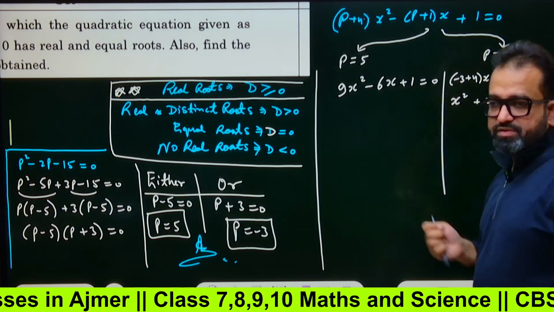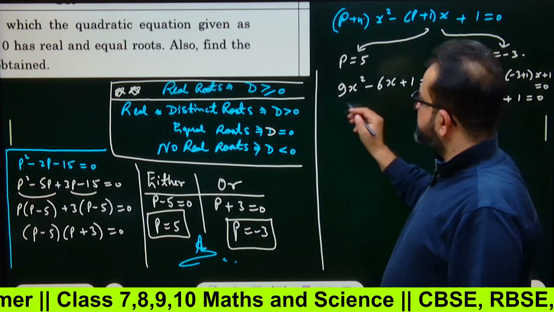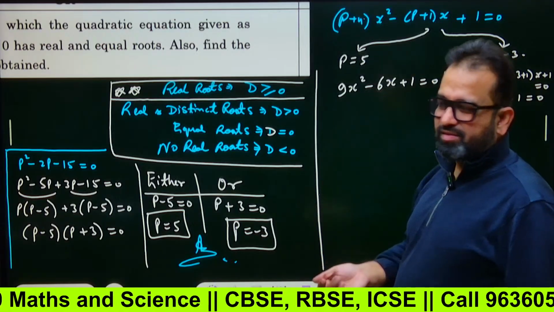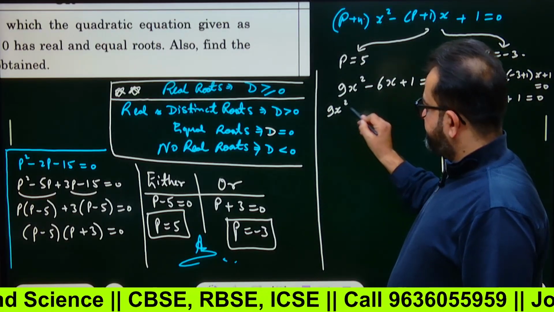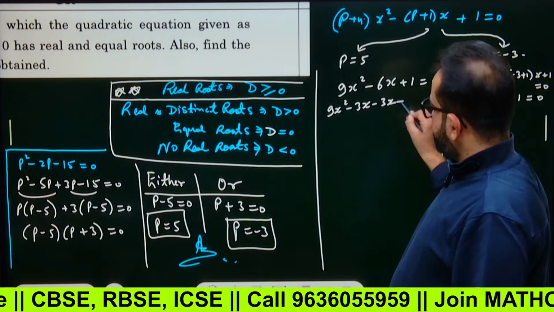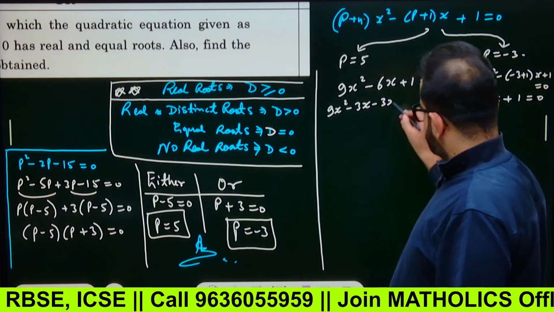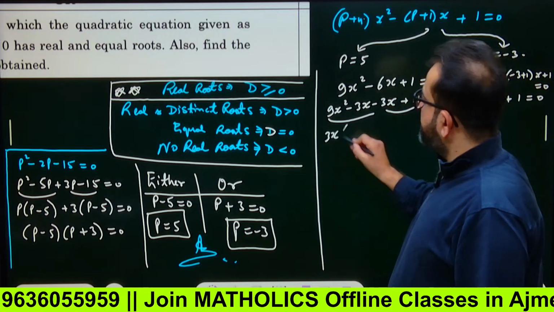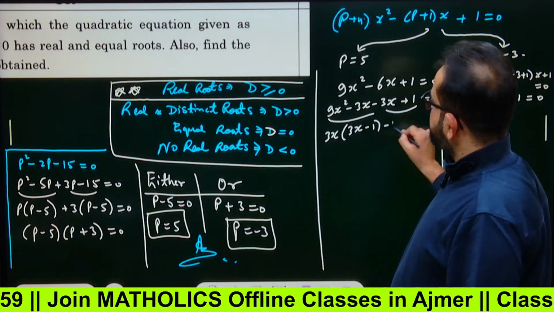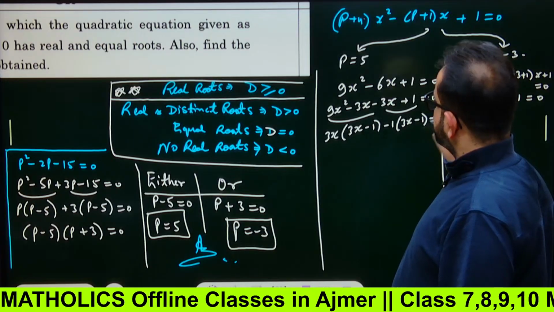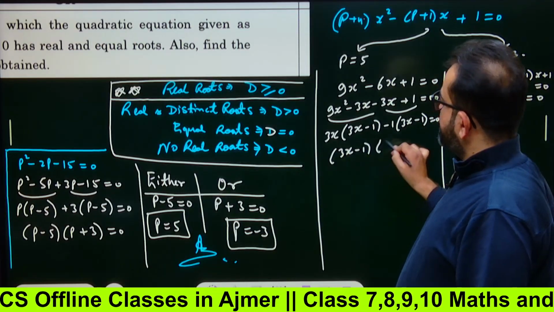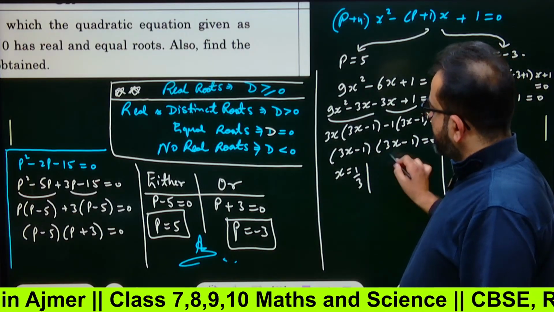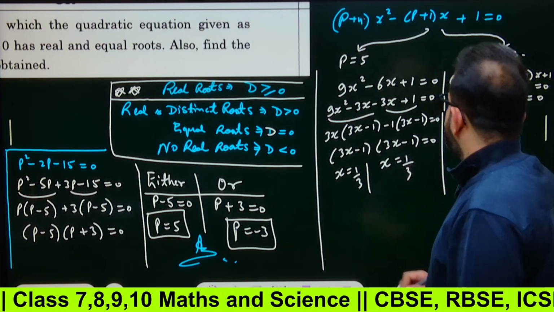Now you have to factorize both of these equations and get the answer, right? If you factorize this, try yourself. The product will be 9 and the sum will be 6, so 3 and 3. So 9x square minus 3x minus 3x plus 1 equal to 0. Take out pairs, splitting the middle term, everyone comfortable? 3x minus 1 into 3x minus 1 equal to 0. Either this equal to 0, x will be 1 by 3, or this equal to 0, x equal to 1 by 3.